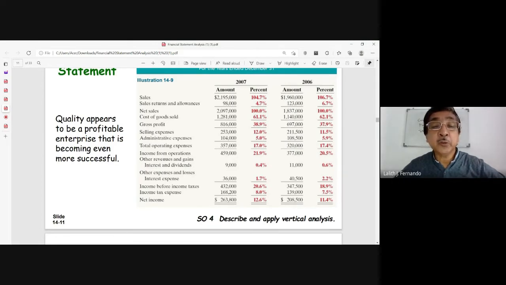If you go down the line, you get net sales as the 100%. Now there, even down the net sales also, you go by the base as net sales.